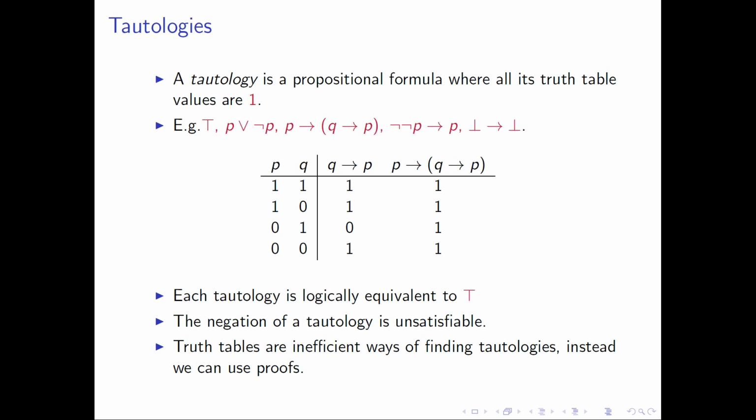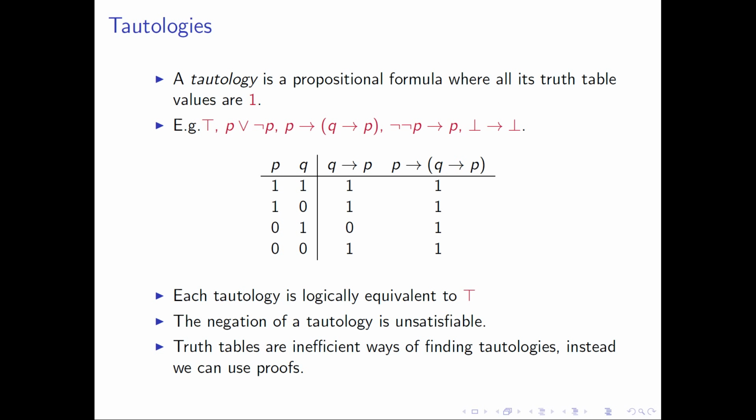So we've learnt about satisfying assignments, falsifying assignments, satisfiability, and unsatisfiability. Let's add another thing, a tautology. A tautology is a propositional formula where all its truth table values are 1. Let's see some examples of tautologies. Just the truth symbol on its own is a tautology. P or not P is true under all its assignments. P implies Q implies P, not P implies P, and false implies false. These are all examples of tautologies, and there are many more. In fact, there are infinitely many more.